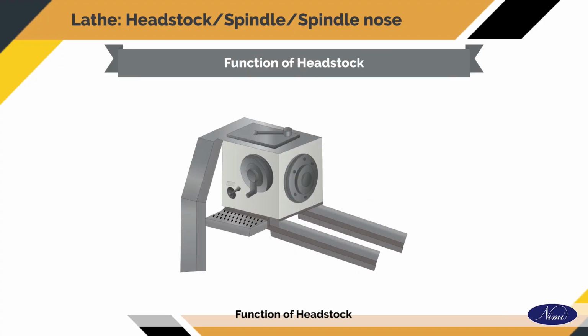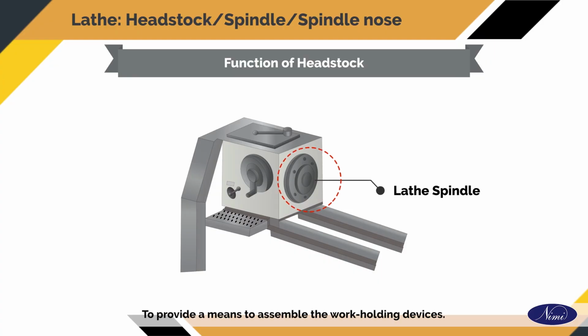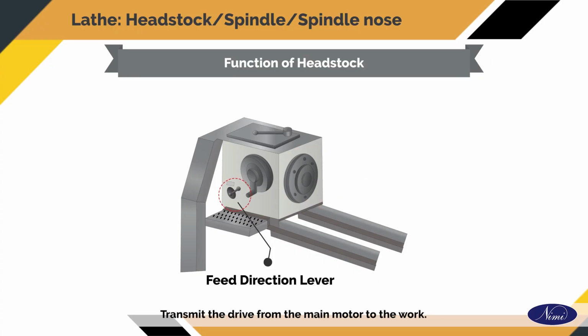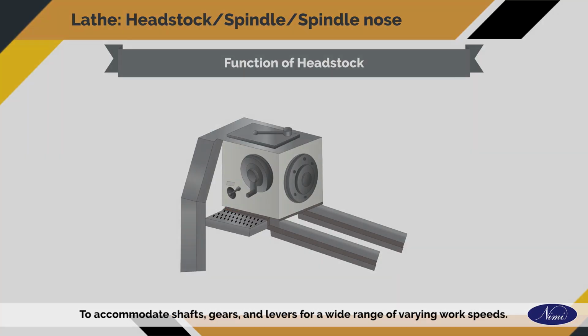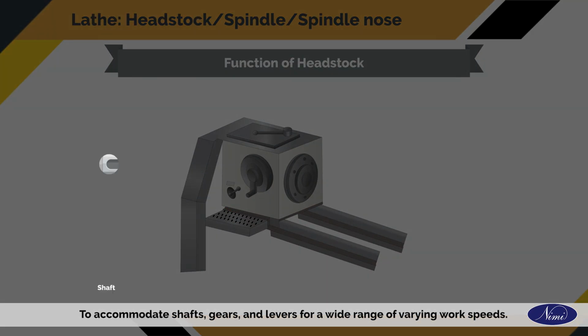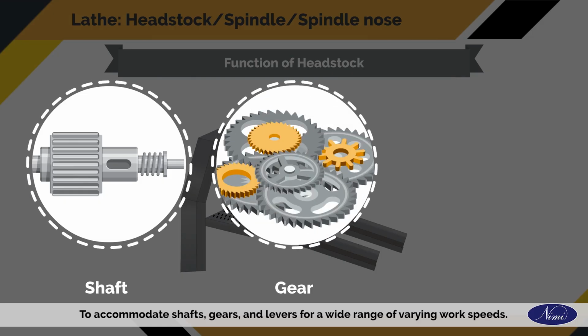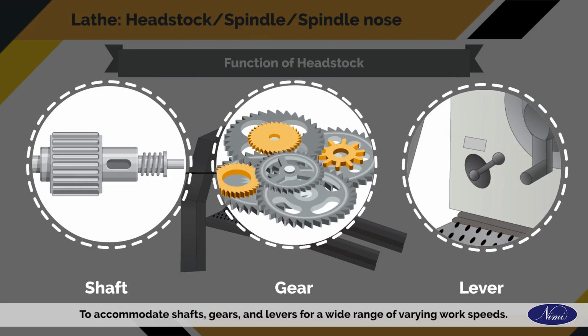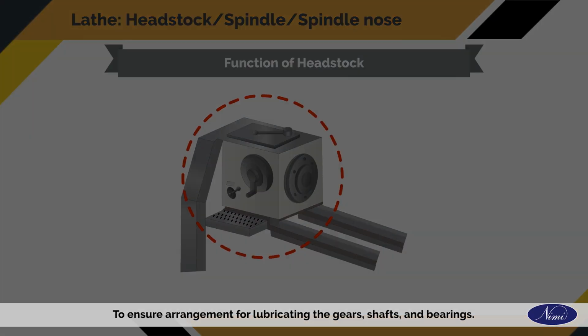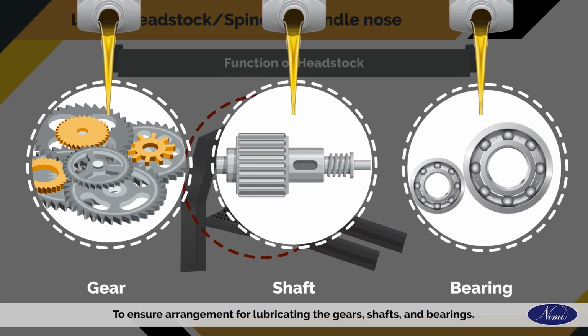Function of headstock. To provide a means to assemble the work, transmit the drive from the main motor to the work. To accommodate shafts, gears and levers for a wide range of varying work speeds. To ensure arrangement for lubricating the gears, shafts and bearings.